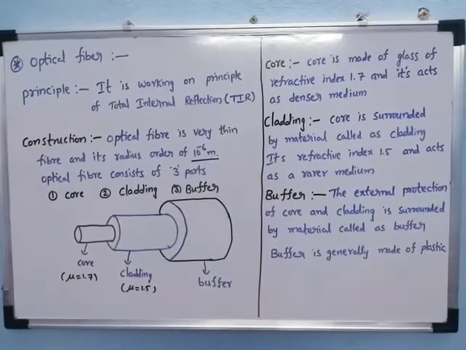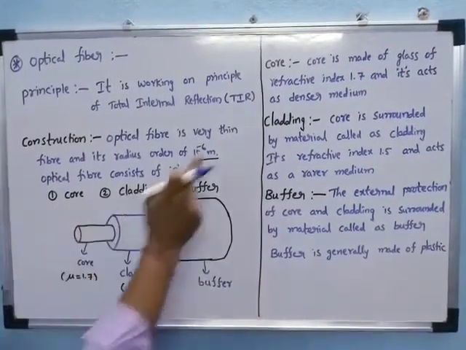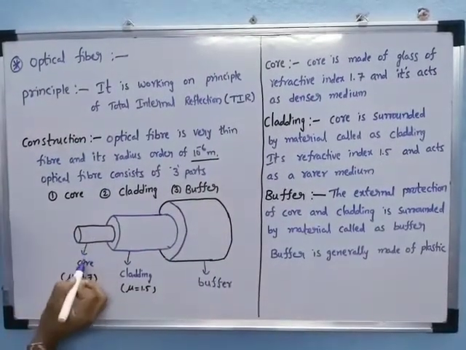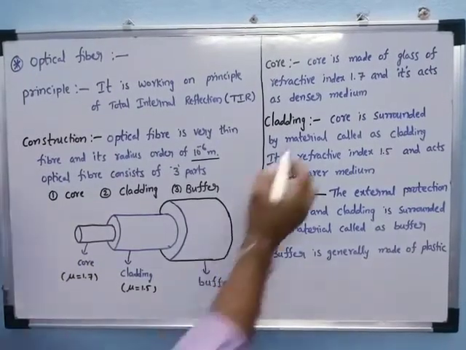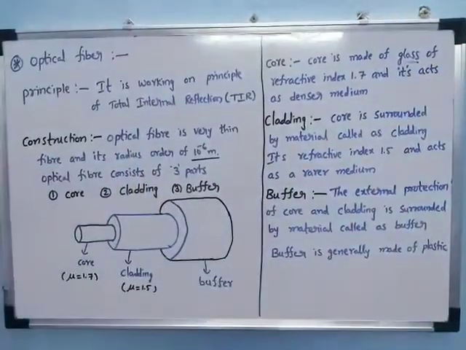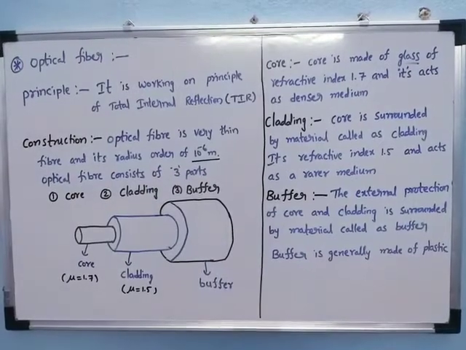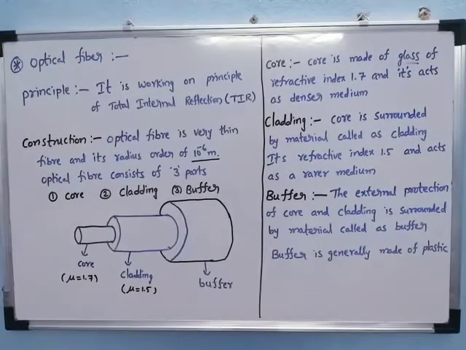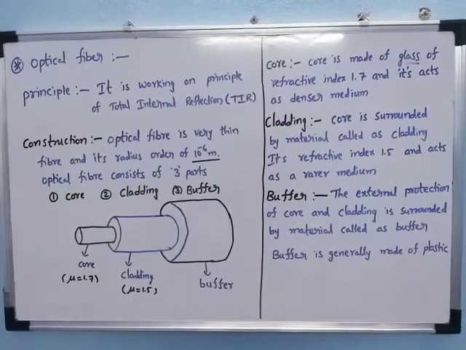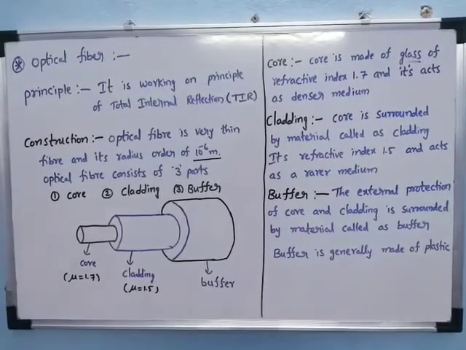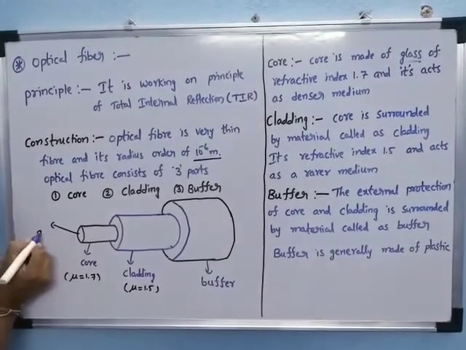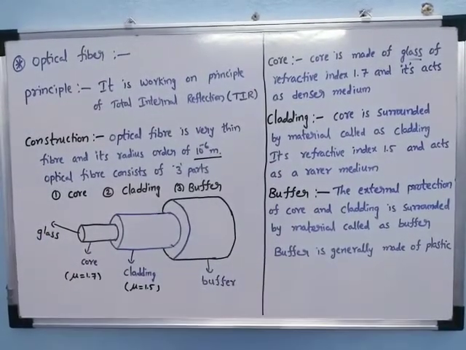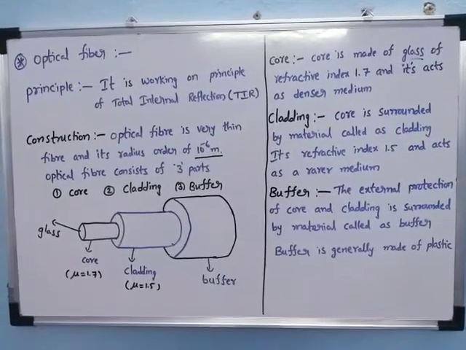Now we discuss each one individually. First, the core. The core is made of glass. Its refractive index is 1.7, and it acts as a denser medium, because it is made of glass, and glass acts as a denser medium.